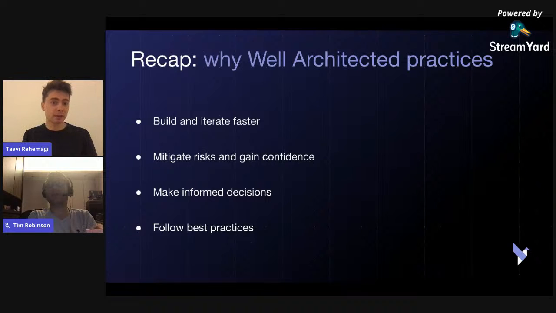They're looking to build and iterate faster. That's, I think, the key also for going serverless, that it enables you to go much faster. For a tool like Dashbird, they're hoping to mitigate risks and gain confidence in their processes. So to be able to quickly make changes to the infrastructure, to build new features. They want to make informed decisions and they want to follow best practices. Those are the fundamental ideas that we see our customers striving towards.